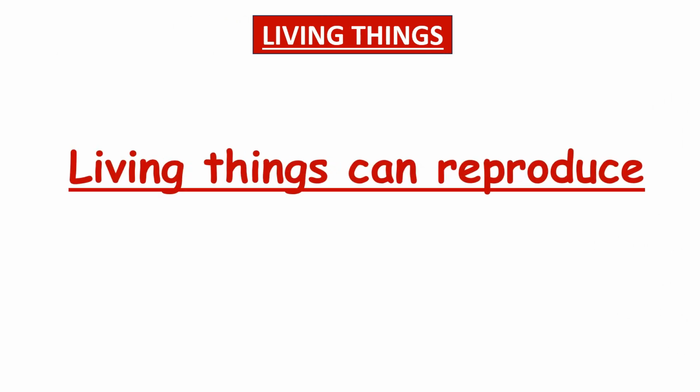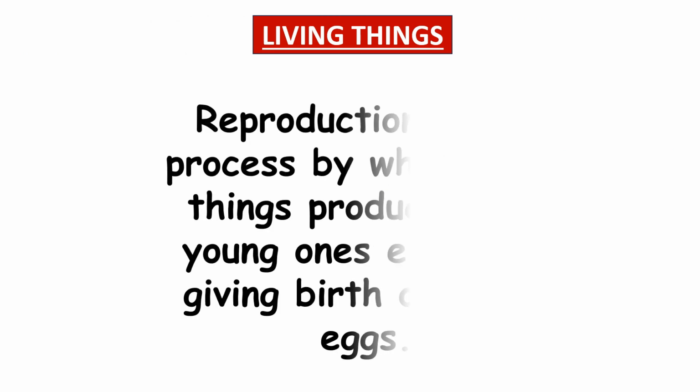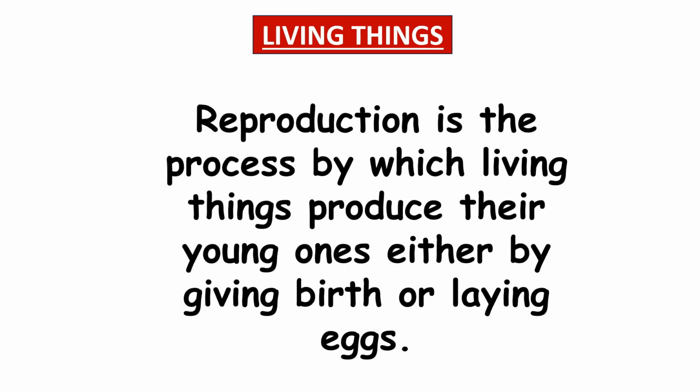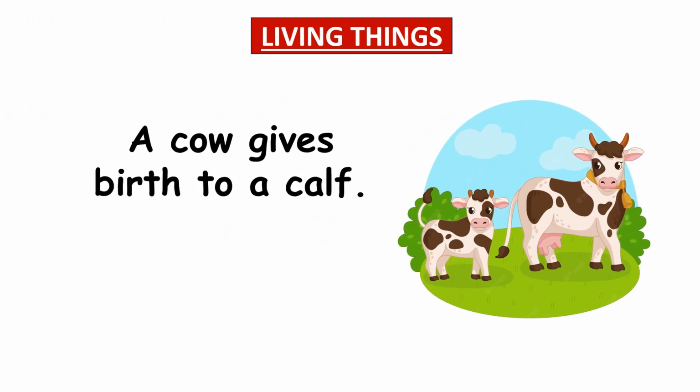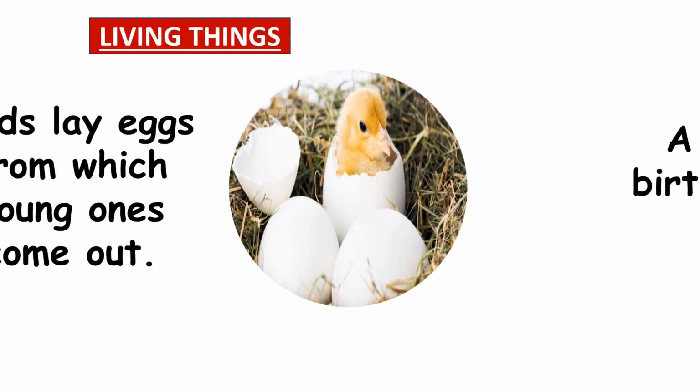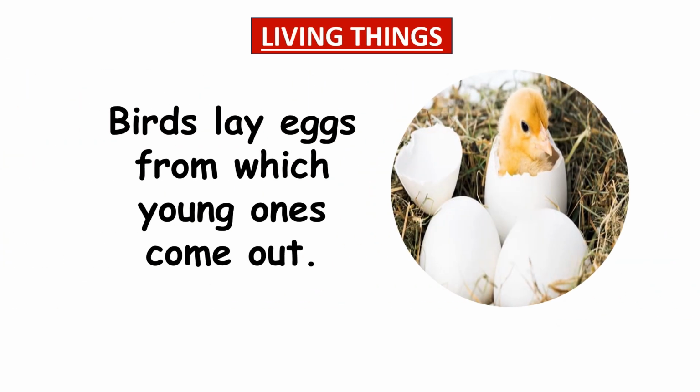Living things can reproduce. Reproduction is the process by which living things produce their young ones either by giving birth or laying eggs. A woman gives birth to a baby. A cow gives birth to a calf. Birds lay eggs from which young ones come out.